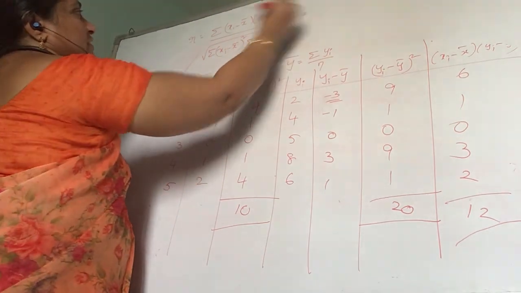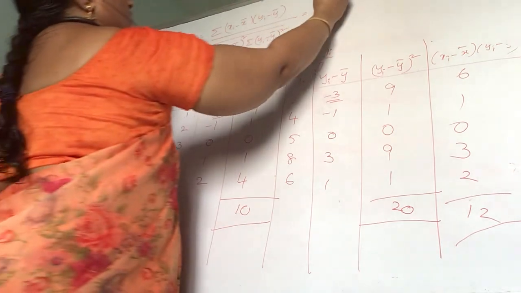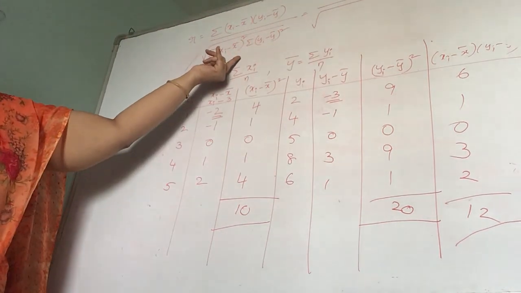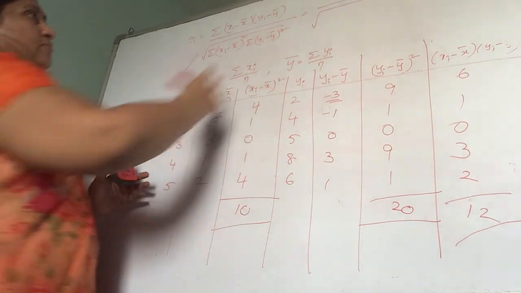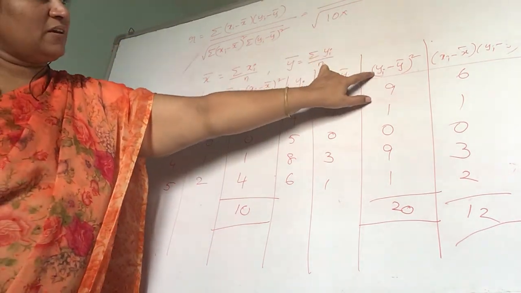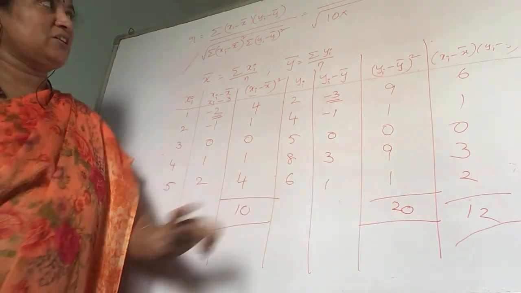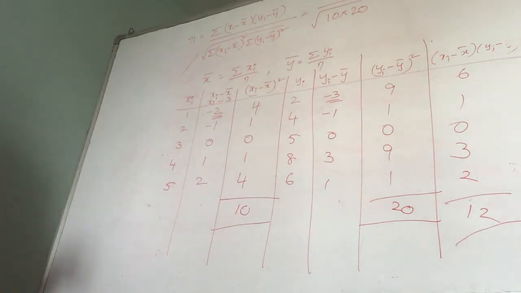Here, summation of (xi minus x bar) into (yi minus y bar) is 12, divided by the square root of summation of (xi minus x bar) whole square, which is 10, into summation of (yi minus y bar) whole square. Here we add all the (yi minus y bar) whole square values and we get 20. So it is 12 by root of 10 into 20, that is 12 by root of 200.